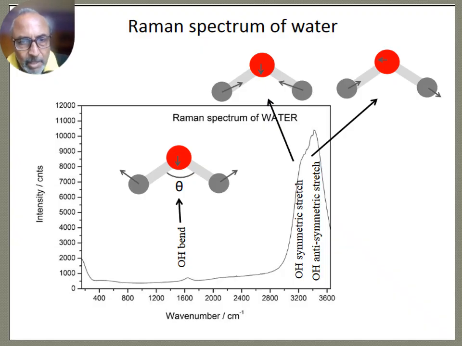Here we see the Raman spectrum of water. The bending mode appears here, while the symmetric and asymmetric stretch appear here. We shall stop here for today, and next time I will complete our exploration of group theory and quantum mechanics with a discussion of Lie groups.